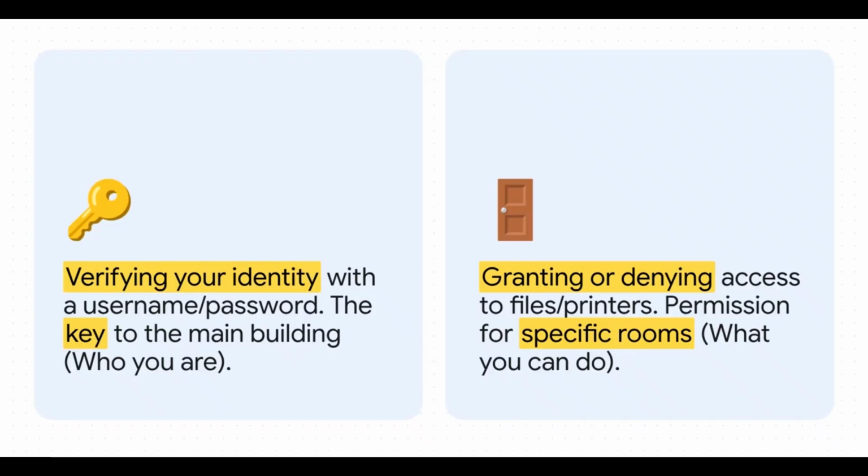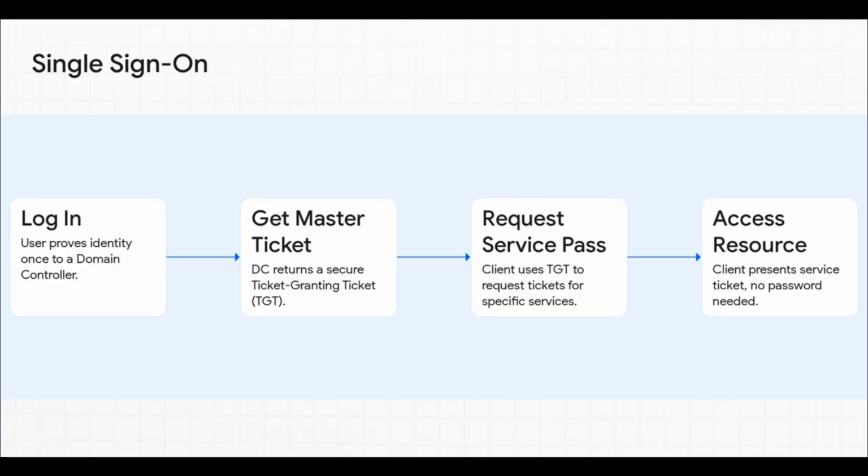The first job is authentication. That's just a fancy word for proving you are who you say you are. Usually that's with a username and password. Think of it this way: authentication is the key that gets you in the front door of the building. The second job is authorization. Once you're inside, authorization is what determines which specific rooms you can unlock. Can you get into the accounting folder? Are you allowed to use the expensive color printer? That's authorization.